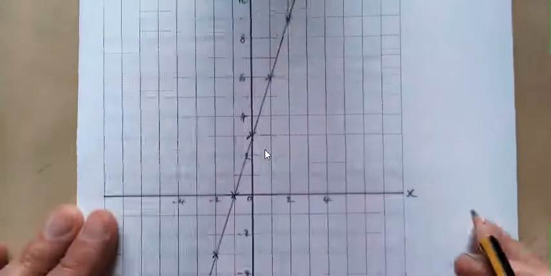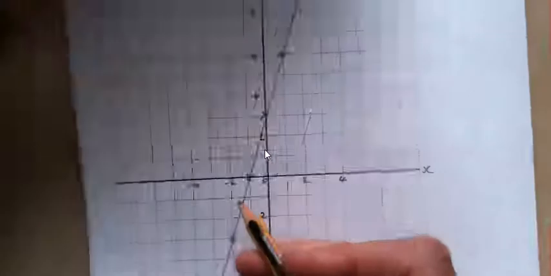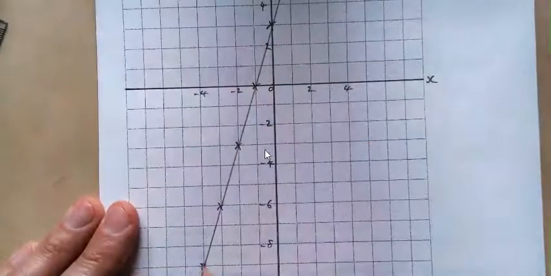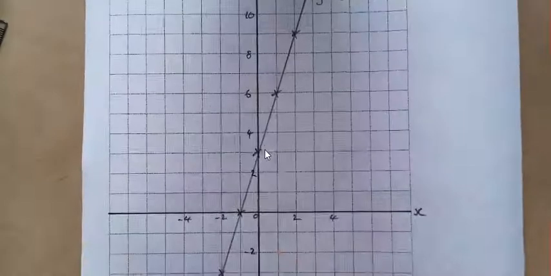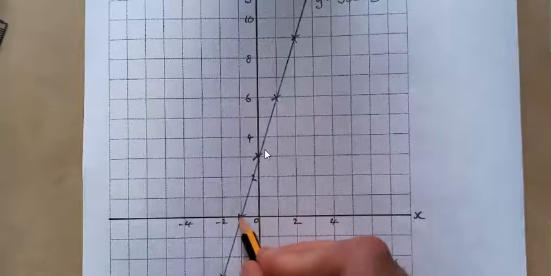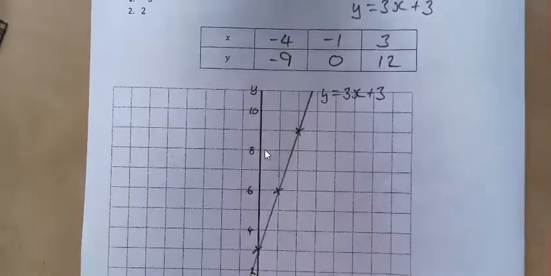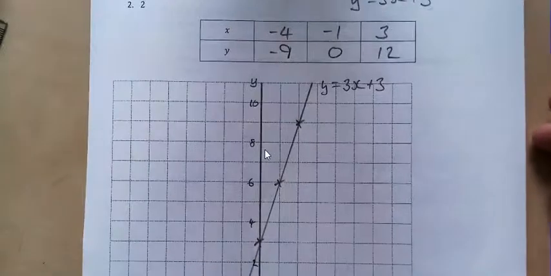So let's check the point -4, -9 is on. -4, can't see this, need to move it up a bit. So there's -4 and then down to -9. Sure enough, that's one of the points that I plotted. -1, 0 is on it. And then 3, 12 would be on it if it fitted. 3 across and then up to 12, and then we'll see from there.